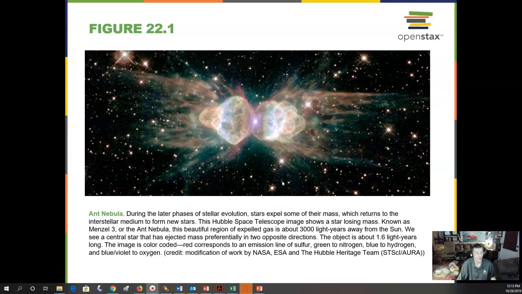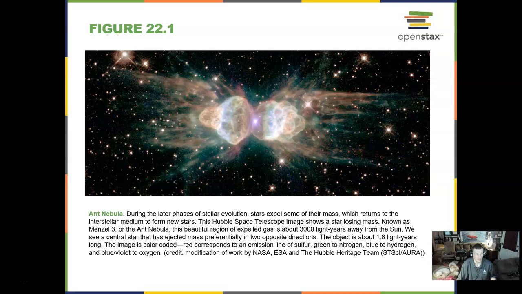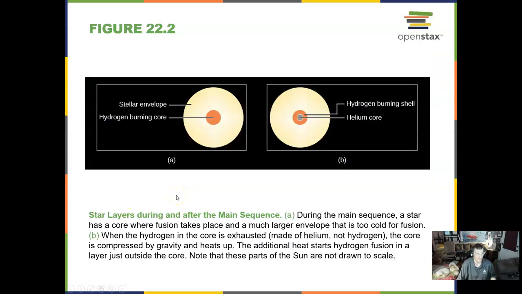This is called the Ant Nebula. It is a remnant of a star that has exploded. Very beautiful. We're getting deep into how stars work and the physics behind it. Here we have layers inside a star before and after it leaves the main sequence. And what does it do?